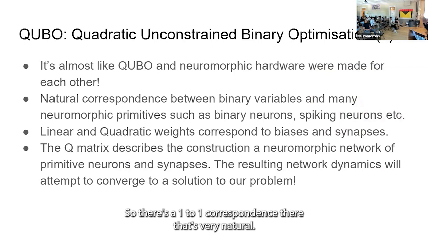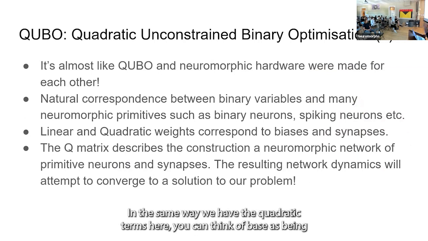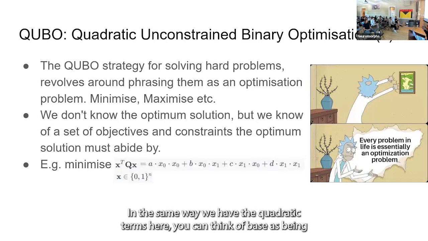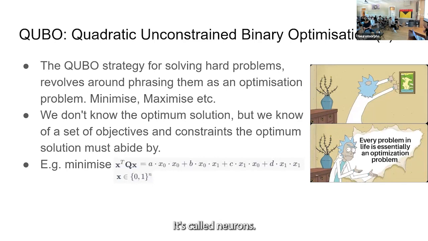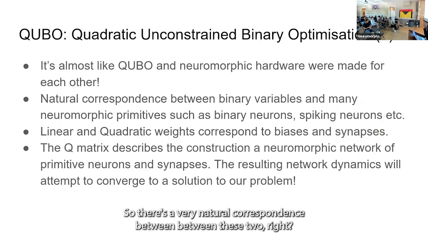So there's a one-to-one correspondence there that's very natural. In the same way, we have the quadratic terms here. You can think of this as being the synaptic weights between neurons, and the linear ones being biases for the neurons. So there's a very natural correspondence between these two, right?